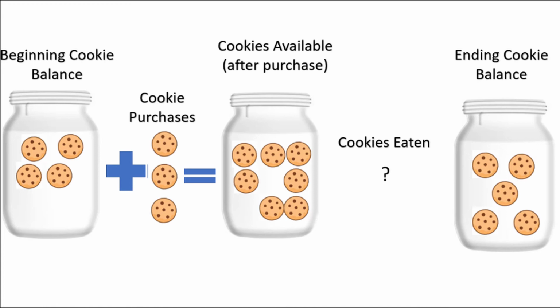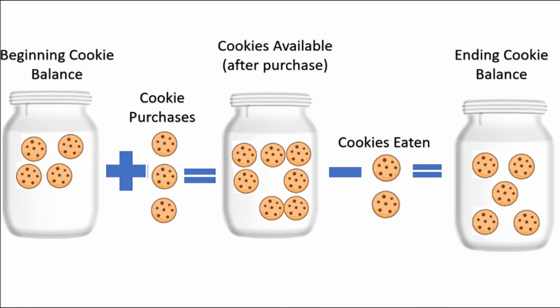It should be obvious, right? If I have 7 cookies available after my purchase and only 5 left at the end of the day, I ate, well, 2 cookies. Mathematically, that would be 7 minus 2 equals 5. Take a moment and make sure you really understand my example, and now I'm going to change it to make it applicable to a manufacturing statement.